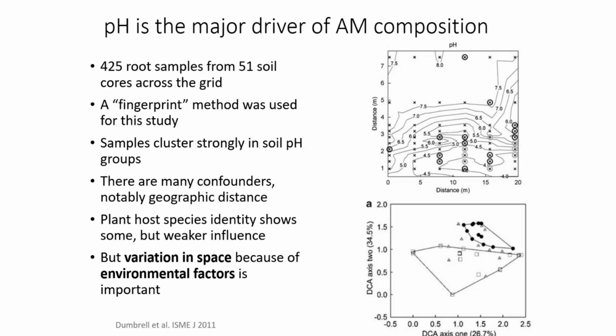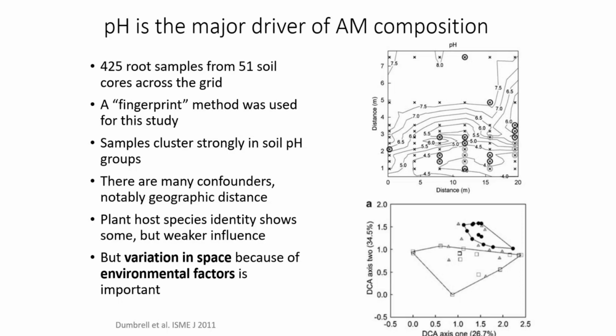We've got another ordination here, and we've divided this up in symbols into 3 groups. We've got a low pH group in black, which is like pH 4 and below, a medium pH averaging around 5.5, and then anything 6.5 and beyond is in the open squares. And you can see very clearly that the fungal communities are not tracking the host primarily, they're tracking the pH.